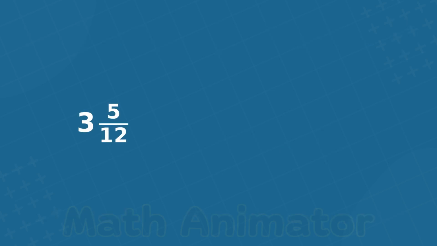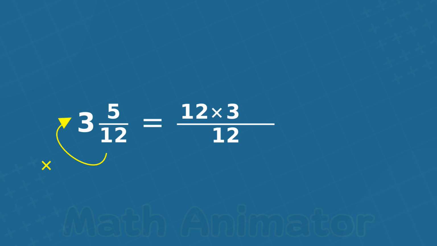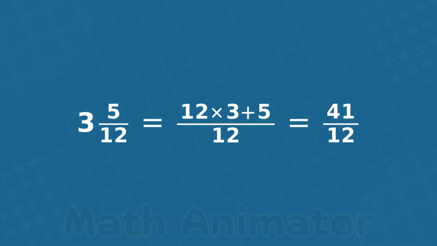Let's see another example. We want to convert the mixed number 3 and 5/12 into an improper fraction. We know that it is equal to a fraction with the denominator 12. Then, we multiply the number 12 with the number 3, and add 5 to the product. Finally, we get the improper fraction 41/12.